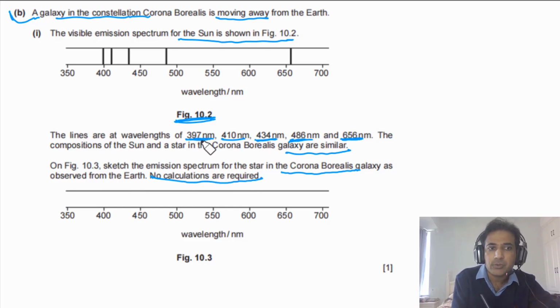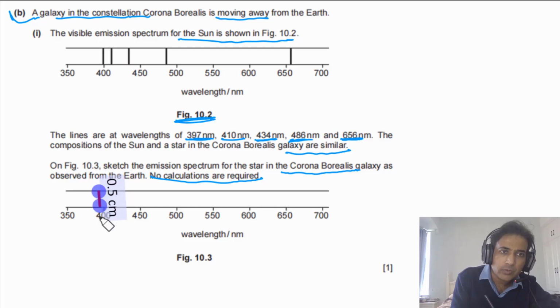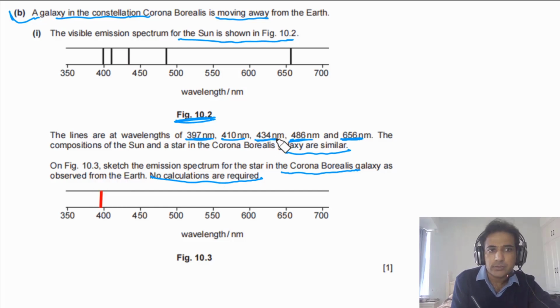I mean, these lines you simply need to sketch. In this case here we have 350 and this is 400. So it is divided into 5 equal parts and one part represents 10. So this is 397, which means this has to be very close to 400. Very close to 400, so I can simply draw the line here. So you need to draw the line here. Next one is 410.